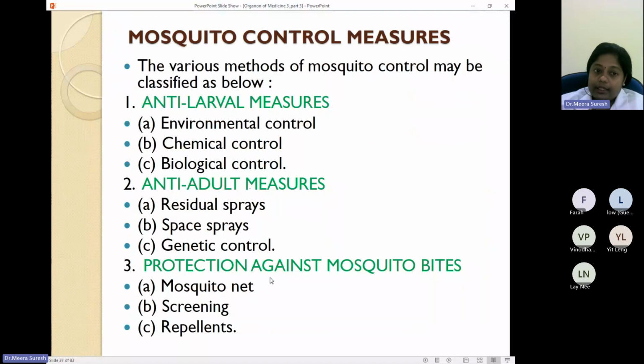Chemical control can be done. We saw that Abate is a better larvicide than even biological control. The biological control is actually the guppy, the fishes, Gambusia, that we mentioned. They are not going to kill the adult mosquito because they are in the water, so the maximum they can do is to kill the mosquito larva. So they are in the anti-larval measures, or the larvicides.